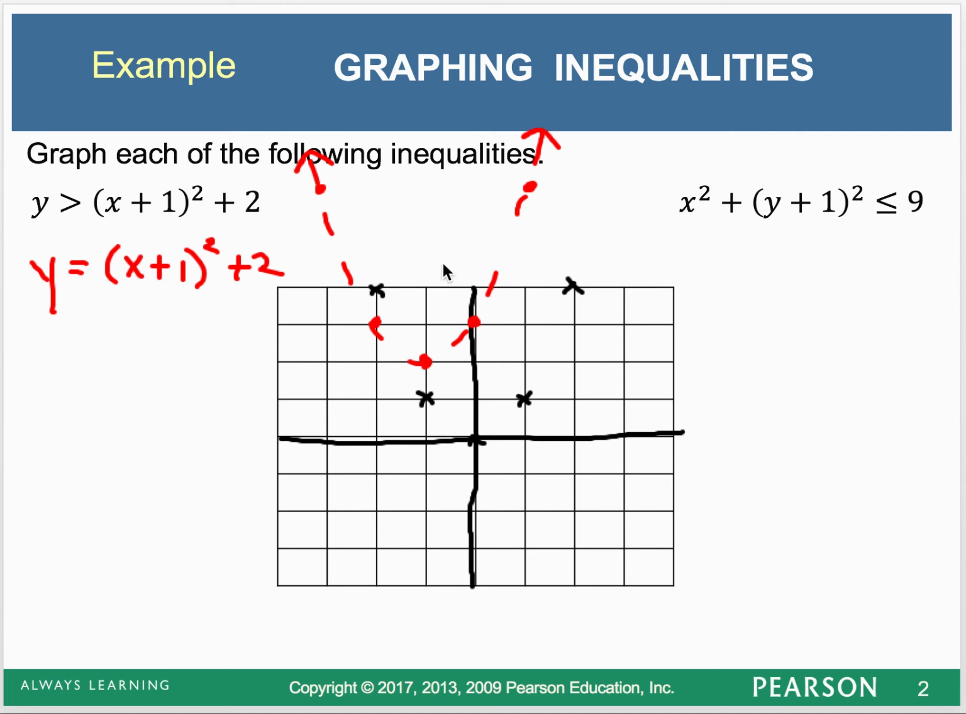Now, I want to know if I'm going to shade in here or out here. Let's pick a point. The point 0, 0 is the handiest one to pick, because look what happens if we plug in 0, 0. It says, is 0 bigger than 0 plus 1, which is 1, so is 0 bigger than 1 plus 2? Nope, it is not. So that means I need to shade inside my parabola. Not these points, but everything inside this boundary will solve this inequality.